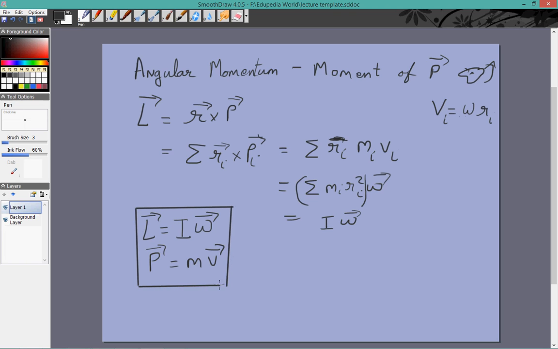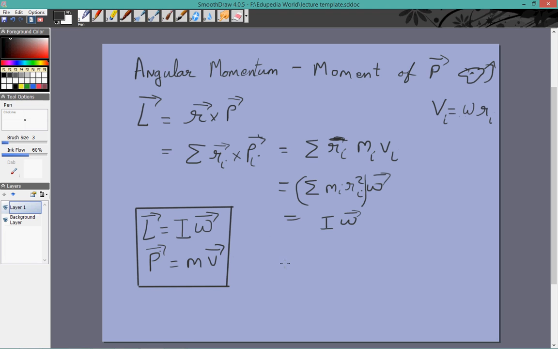Right? The analog of mass was moment of inertia. The analog of force was torque. The analog of acceleration is angular acceleration. The analog of speed is angular speed. The analog of momentum is angular momentum. And just like P is equal to mv, L is equal to I omega.